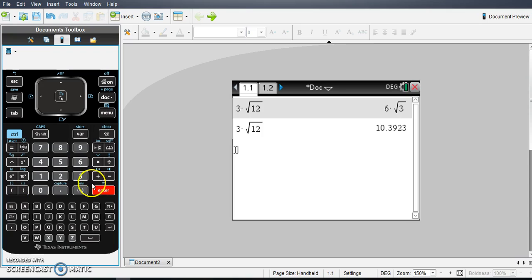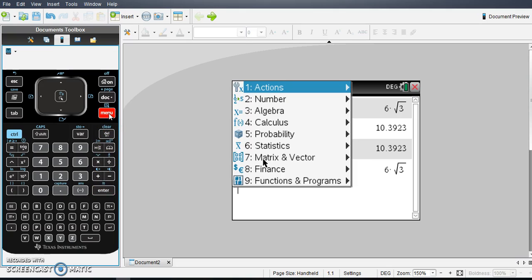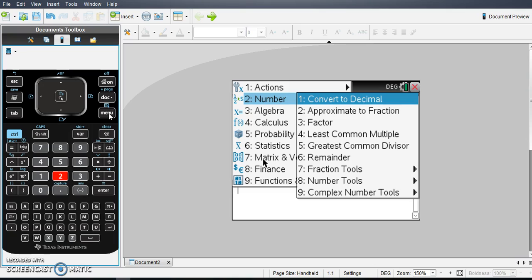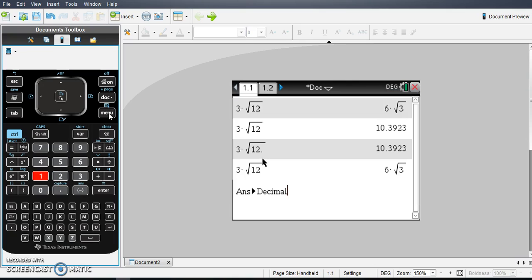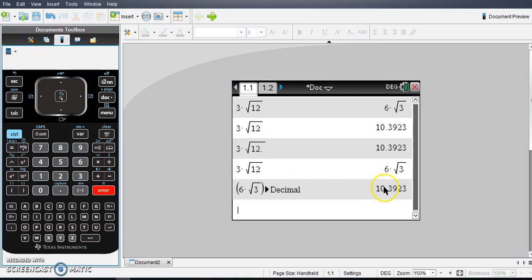The other way we can do this is if in my expression I put a decimal point somewhere, then that's telling the calculator I'm interested in my answer as a decimal. So if I said 3 times the square root of 12 with a decimal point and pressed Enter, I would also get it as a decimal. There is also the other way of doing it, which I showed you in class, which was 3 times the square root of 12, Enter. And then if I go Menu, then number 2 for number, number 1 for convert to decimal, and press Enter, then it gives me the decimal again.